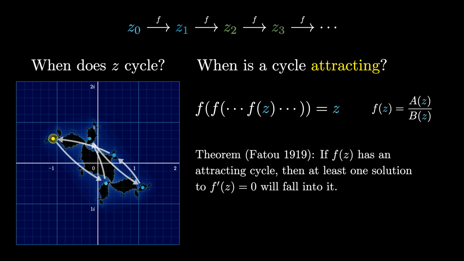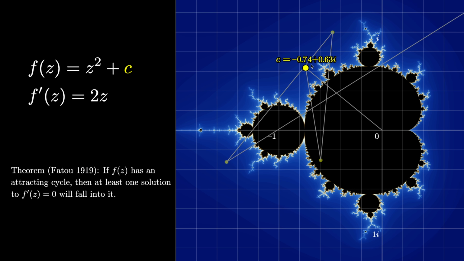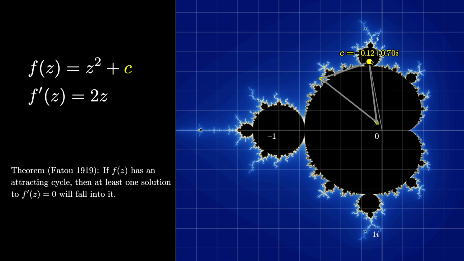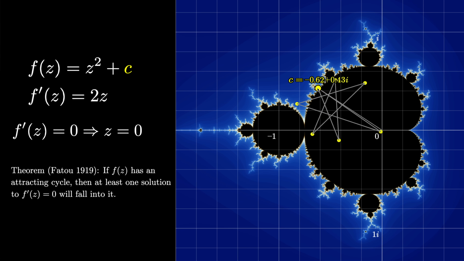This fact also justifies why, with the Mandelbrot set, where we were only using one seed value z equals 0, it's still enough to get us a very full and interesting picture. If there's a stable cycle to be found, that one seed value is definitely going to find it.